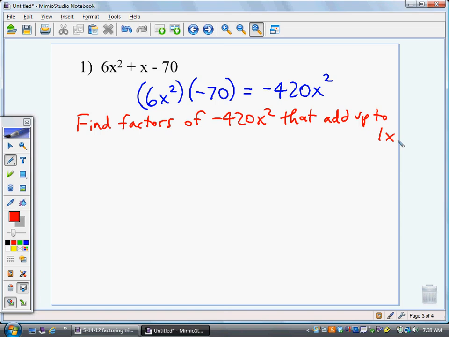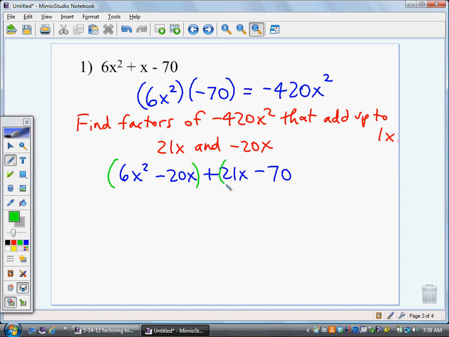So basically you're looking for numbers that are going to be close together. And in this case it's going to be 21x and negative 20x. And so I'll rewrite the problem: 6x squared minus 20x plus 21x minus 70. I group the first two, group the last two, pull out a common factor.